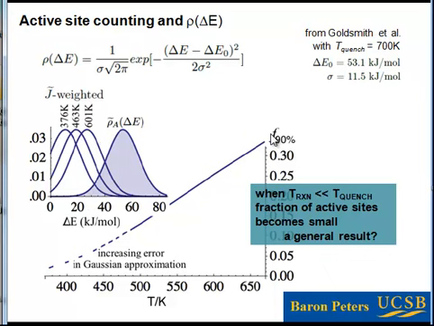Okay, so how about that active site counting experiment? Well, what happens when you move the temperature across here?